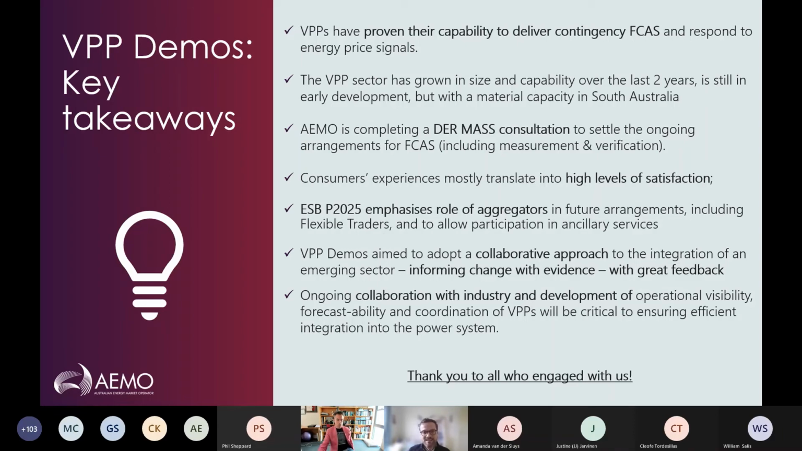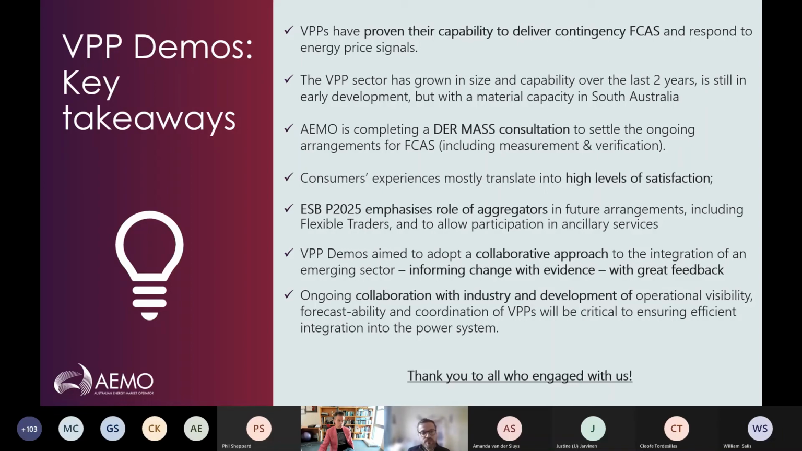The sector has started very, very small 2 years ago. They've grown a lot in the last 2 years. They're at a material capacity in South Australia, but I'd probably still suggest that the sector is in an early development phase, but it could grow quite quickly from here.